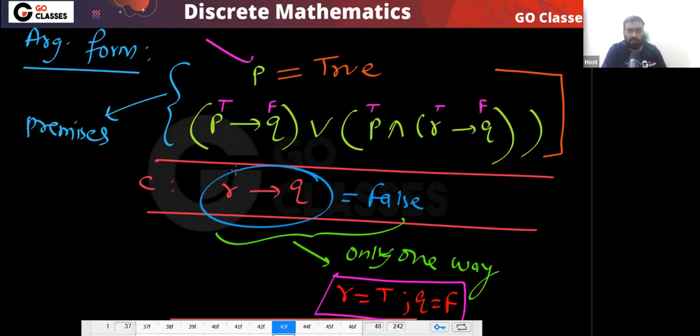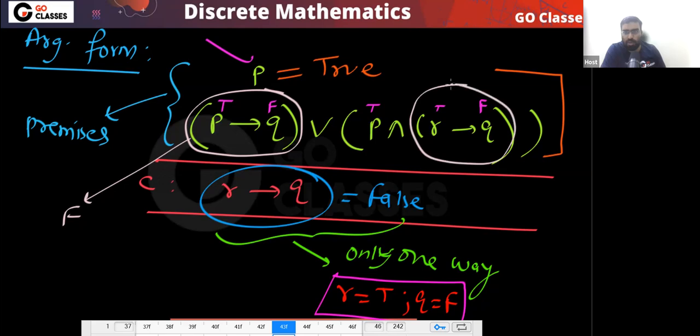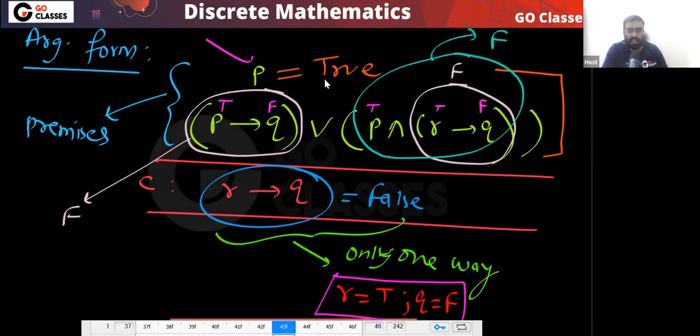So ultimately, what did we get? You can easily see this will be false: true implies false is false. And you can note this also will be false: true implies false is false. True and false, that is also false. This also will be false. False or false is false. So this argument is valid, right?